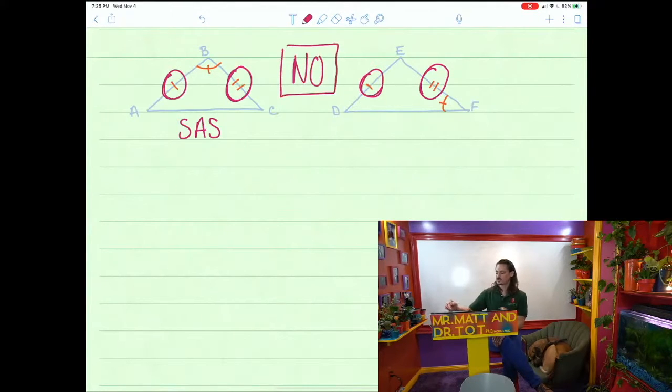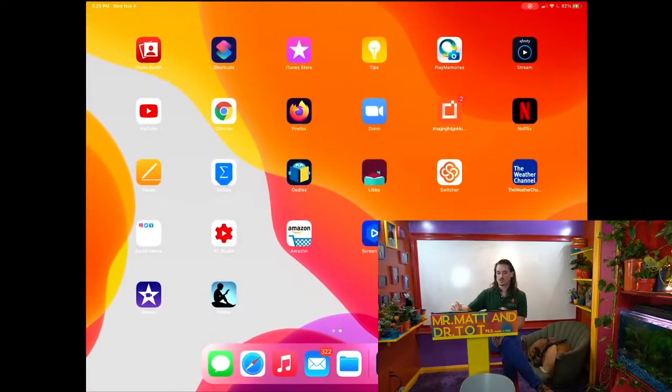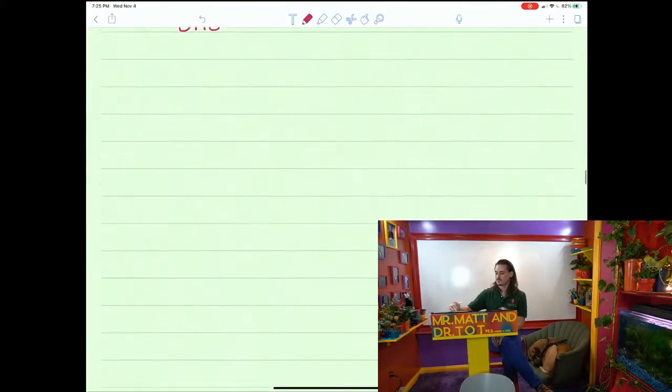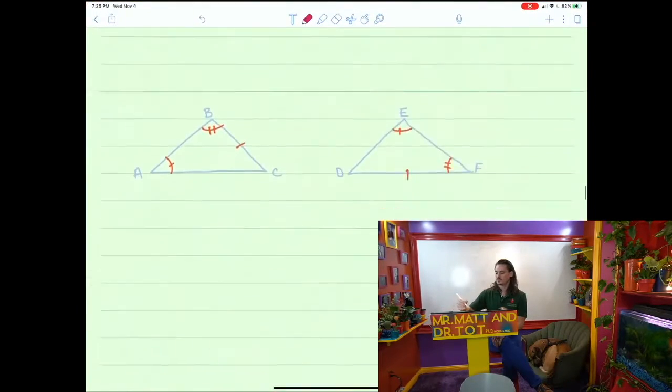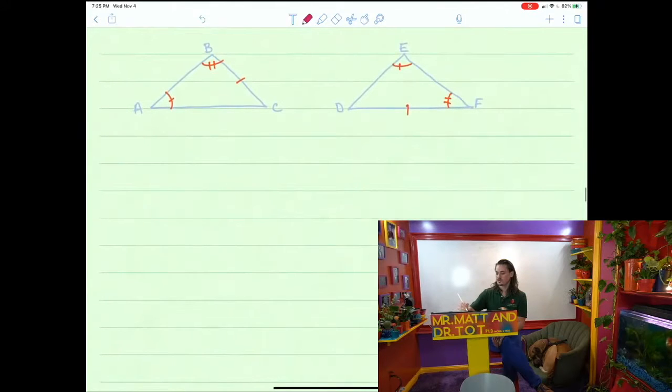If you have any questions, then please let me know. Otherwise, I'll give you 2 minutes. Take a look at these two triangles.